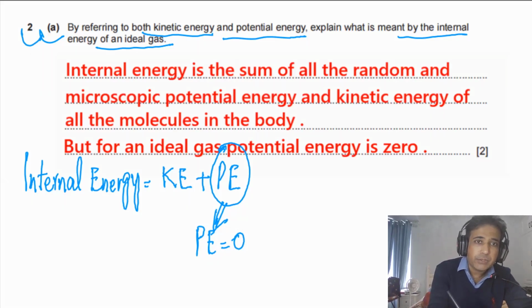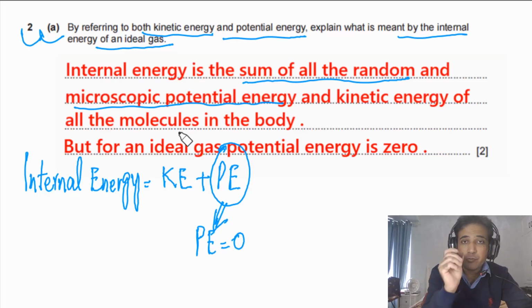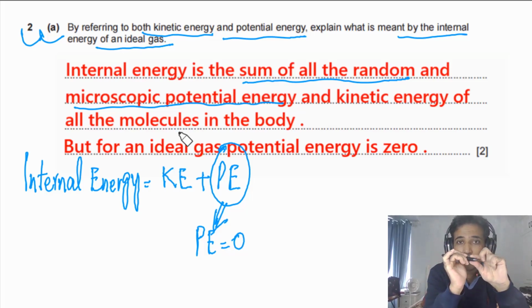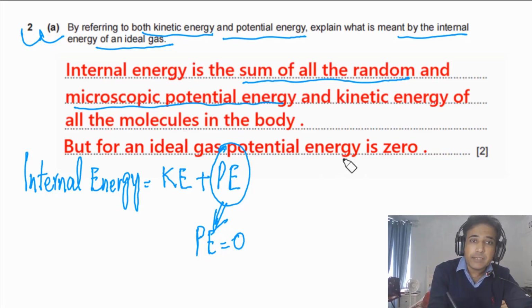First of all, we mention it is the sum of all the random and microscopic potential energy and kinetic energy. If an object is moving, it has two kinds of kinetic energy. One is the external kinetic energy, meaning the whole system is moving, the whole pen is moving. And one is the internal kinetic energy, due to which it has temperature. These are two different kinetic energies, so we have to talk about random and microscopic kinetic energy. Microscopic is very important. For an ideal gas, potential energy is 0. This point you also need to mention.